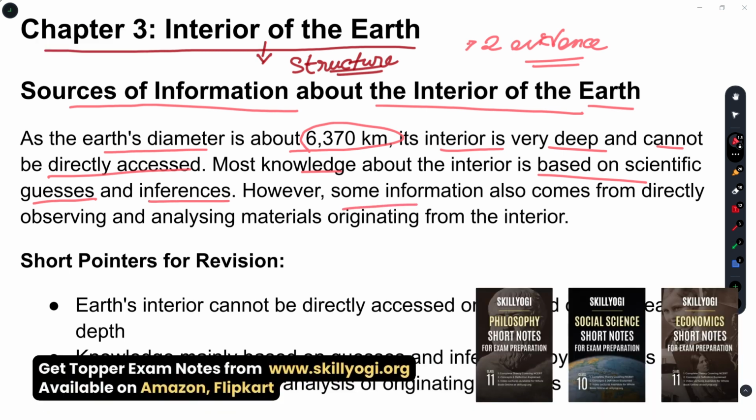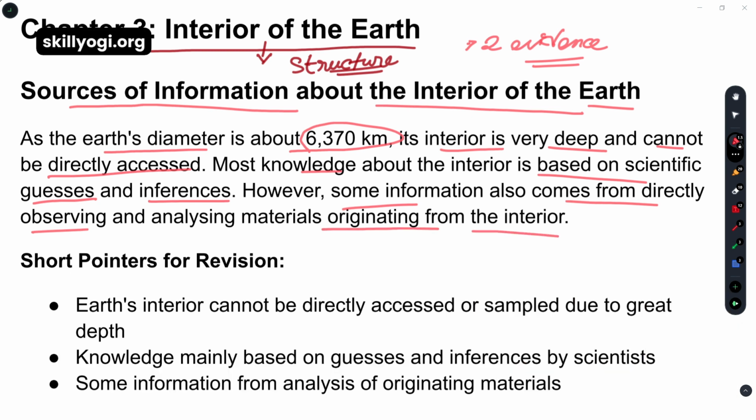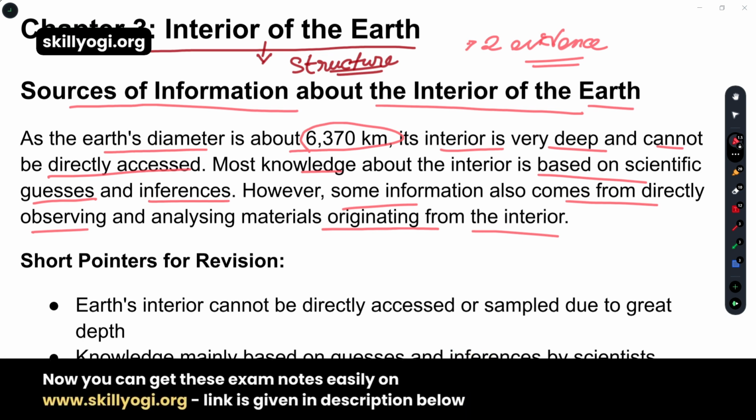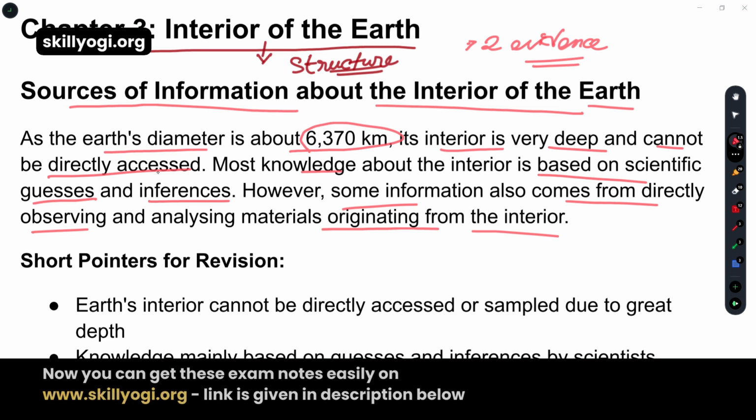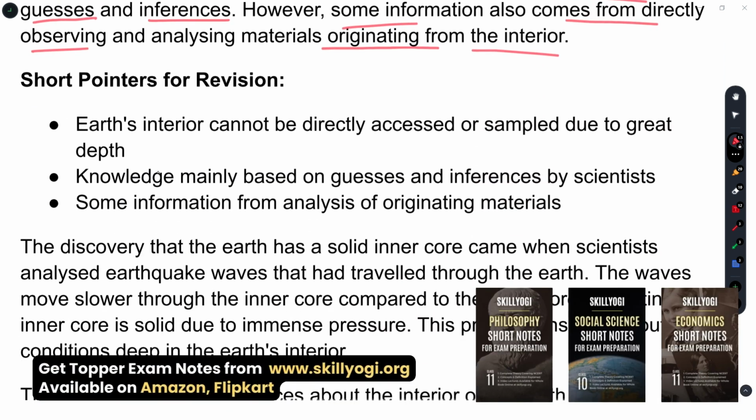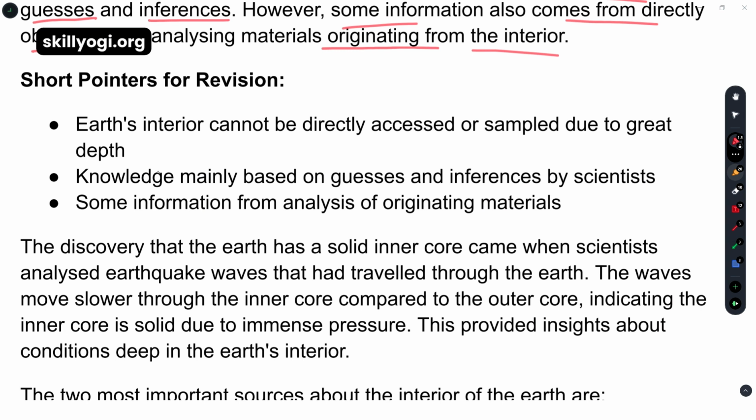Some information also comes from directly observing and analyzing materials originating from the interior. No one can reach the center of the earth and make observations or collect samples of the material. Under this kind of condition, you may wonder how scientists tell us about the interior structure of the earth and the different types of materials which exist at such depth. Most of our knowledge about the interior of the earth is largely based on estimates, guesses or inferences.